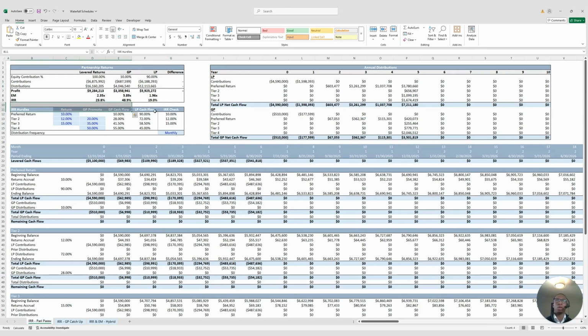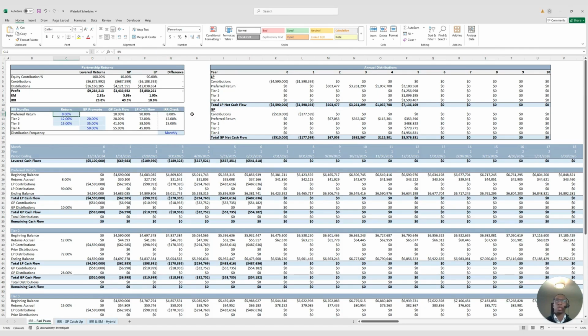Here is where we change our inputs. So we have our preferred return, and here it's set to 10%. But if we want to change this to 8%, that's a simple change, and the model will update accordingly. And we see, again, this is a Pari Passu waterfall. So the GP cash flow and the LP cash flow in the preferred return are direct linkages to their equity contribution, which we have here. And then we have our IRR check.